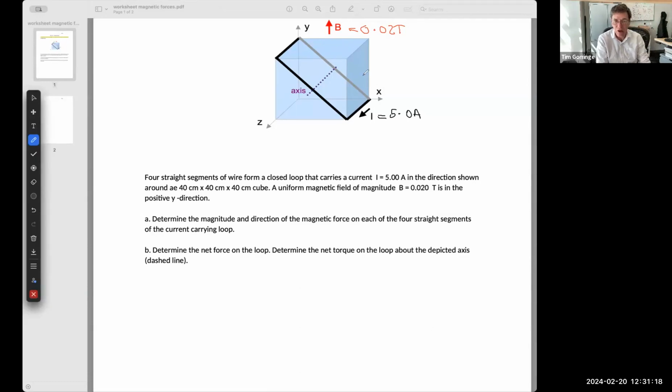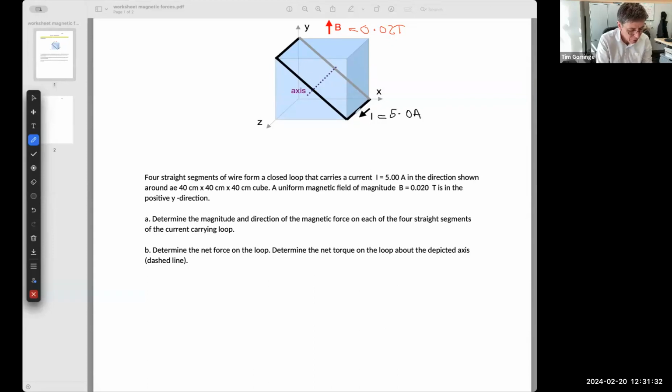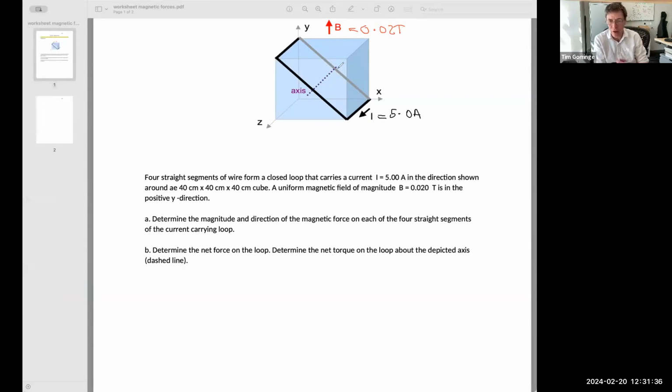So we've got a loop that's carrying a current. One side of the cube upstairs, top left, is one side of the loop. One side of the cube downstairs, bottom right, is another side of the loop. And then diagonals on the front face and back face of the cube are the remaining sides of the loop.